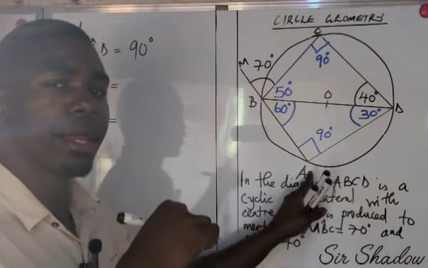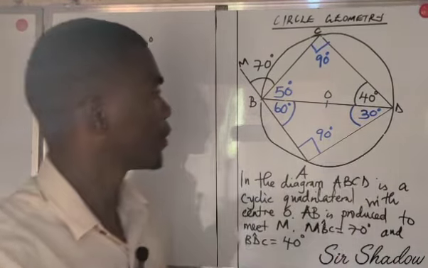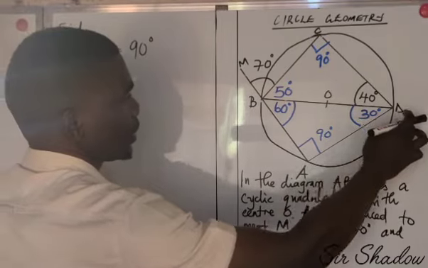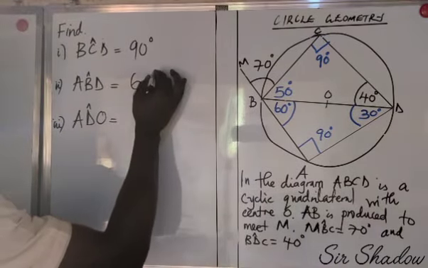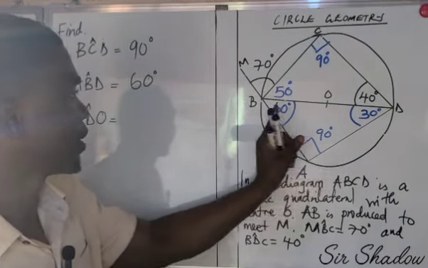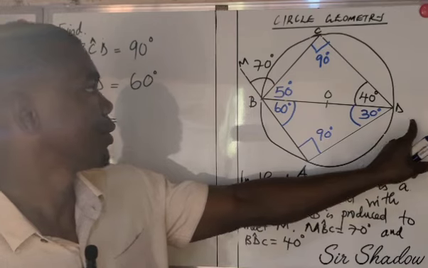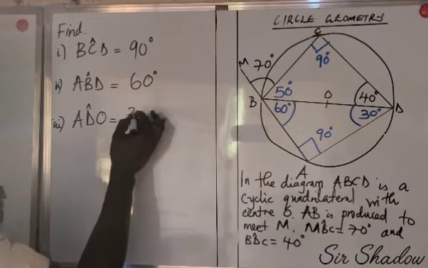Want to find the angle A, then B, then also D. All right. A, B, D. The angle at B is 60 degrees. Then the last one is ADO. We have A, D, O. The angle from this is 30 degrees.